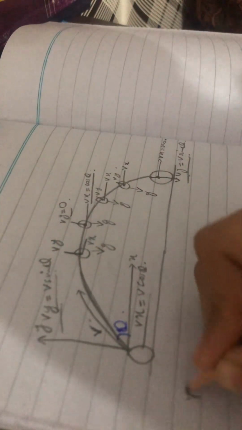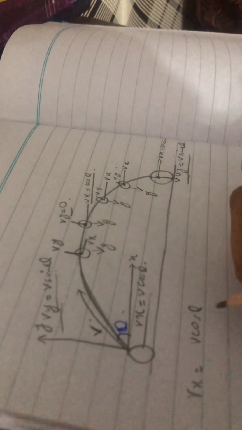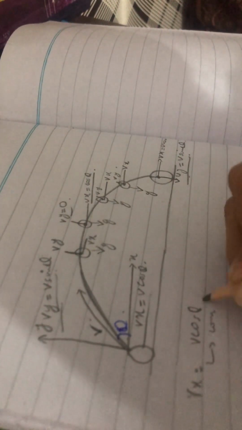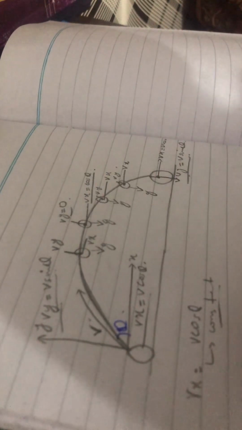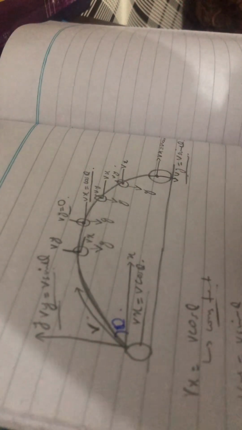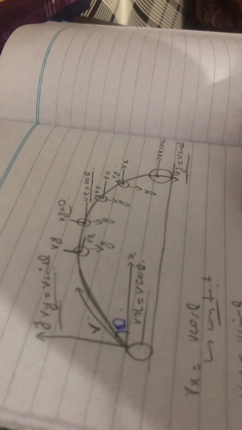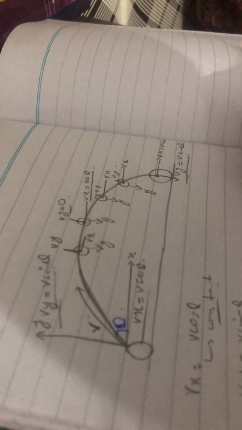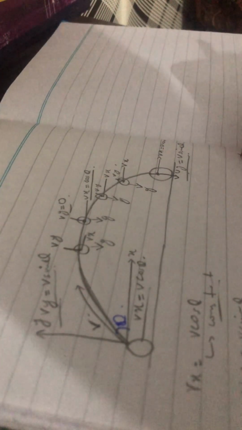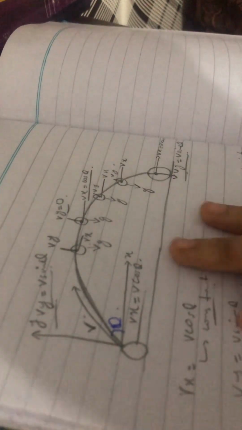If we talk about here, Vx is equal to V cos theta, right? So it is constant everywhere, and Vy is equal to V sine theta. It is variable, which means it varies everywhere, but at the highest point it is equal to 0. So that we have discussed before.